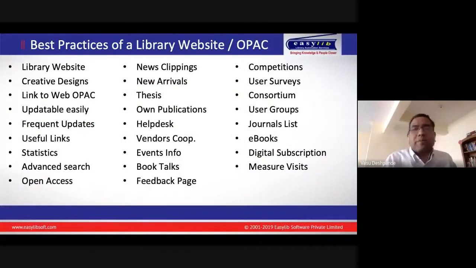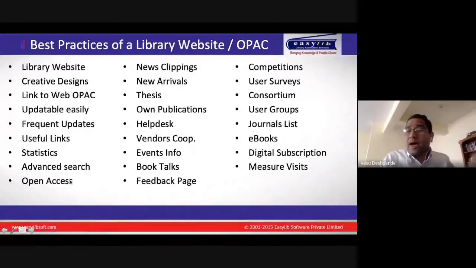So now, collating all this, this is the best practice that I see from the library website and OPAC. First, there is a website with creative design, which is applicable to your institute. If you are a fashion design institute, you want to make your OPAC related to fashion technology. Similarly, for medicine, put more information on medicine. And the detailed web OPAC link is there, easily updatable, with frequent updates every day and all that. A lot of useful links they have provided. As we saw in the IISc, statistics is there, advanced search is there, open access.